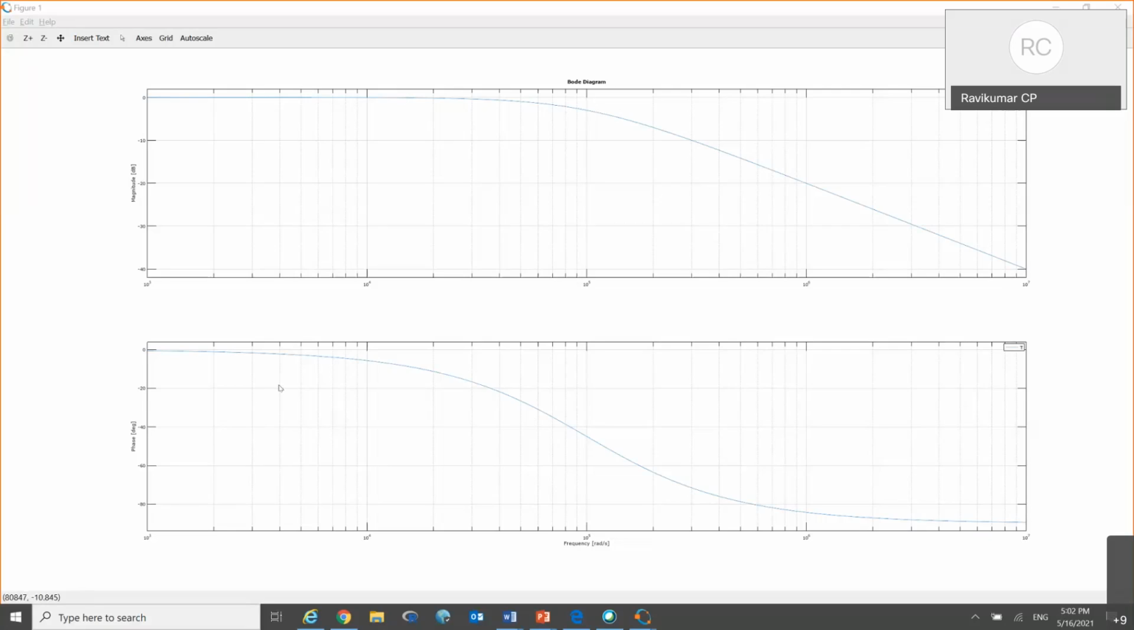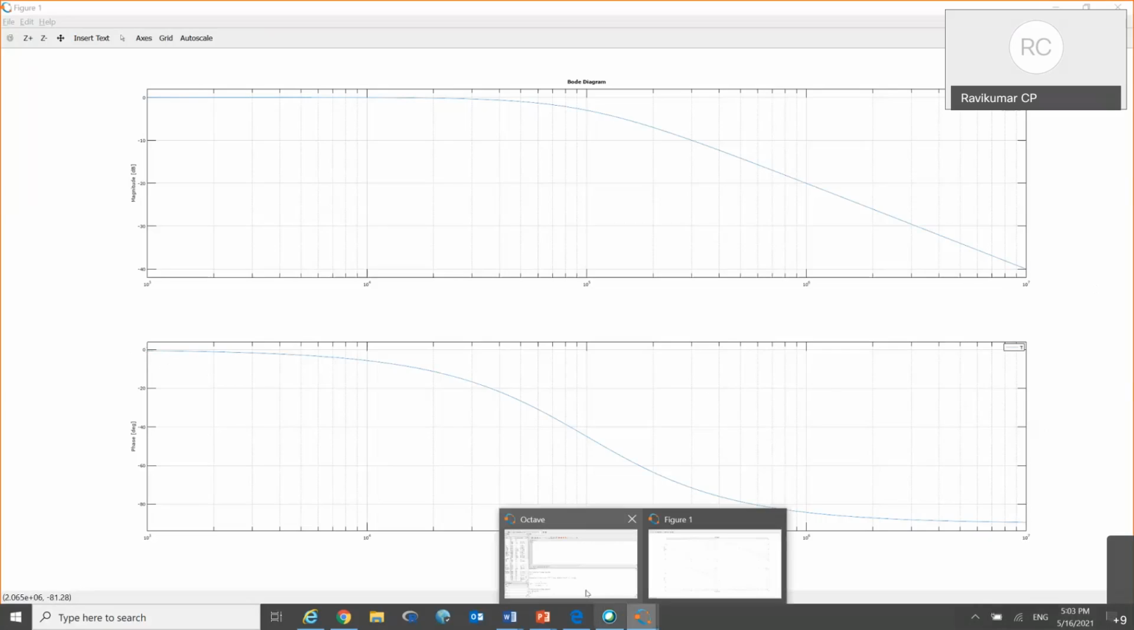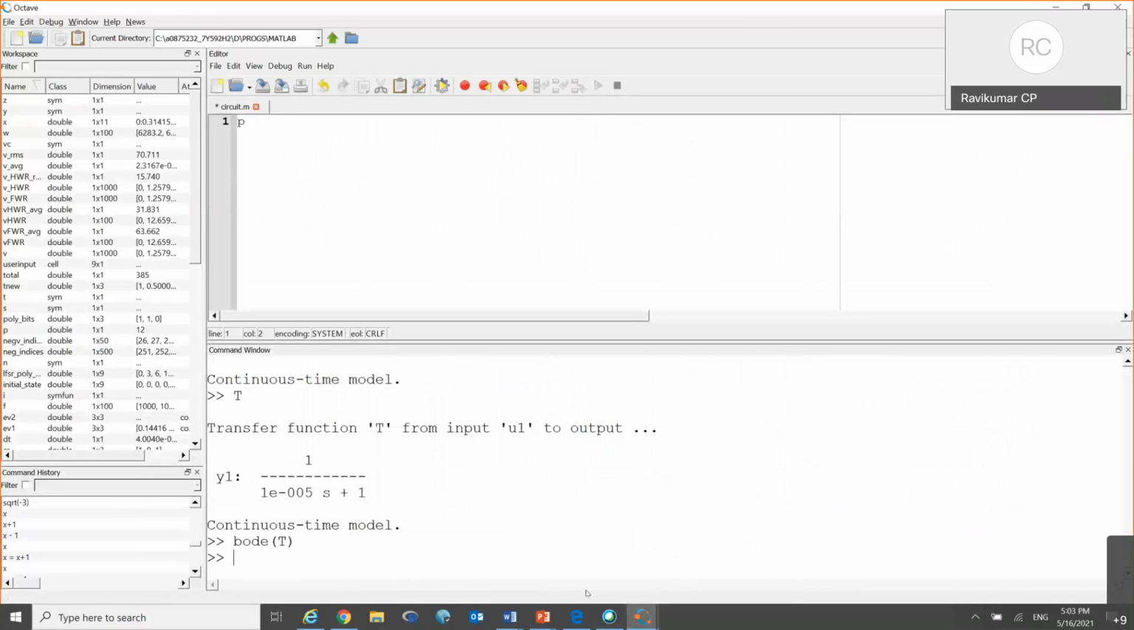And this is the phase. When the frequency is very low, it is usually in phase. The capacitance practically acts as an open circuit, so the output and the input are in phase. But at very high frequencies, it is the capacitance that begins to take over, and the phase difference becomes minus 90. So you can calculate the Bode plot using this.